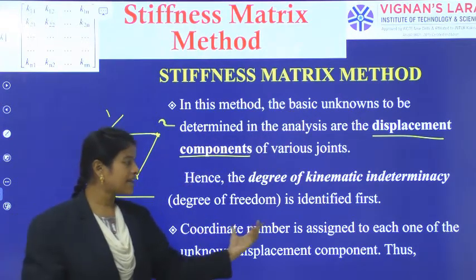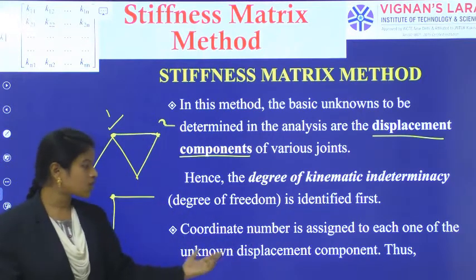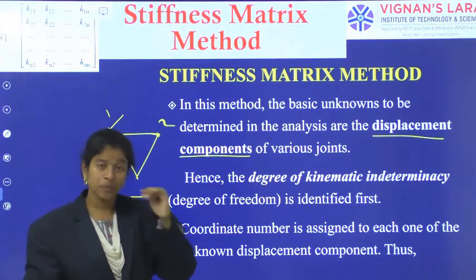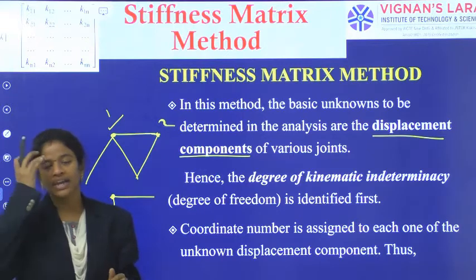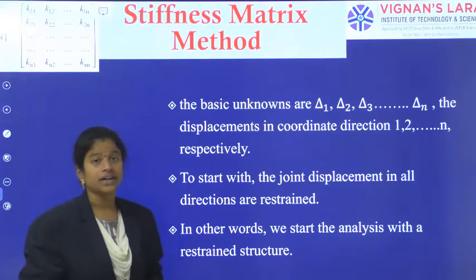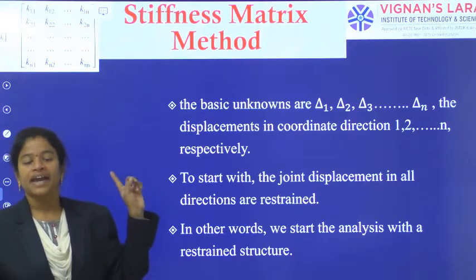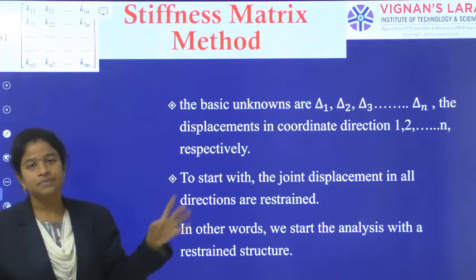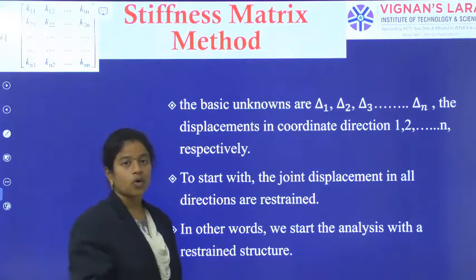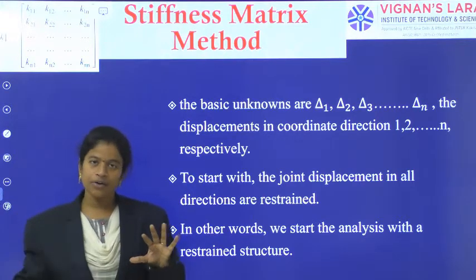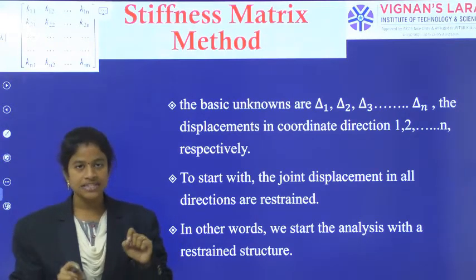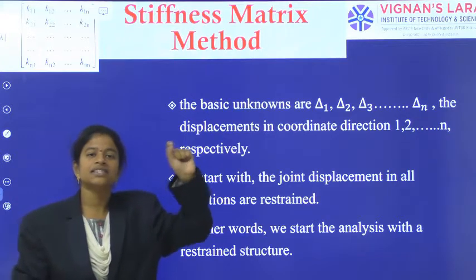Next, a coordinate number is assigned to each unknown displacement component, so that we can analyze one by one. These basic unknowns are delta 1, delta 2, delta 3. At each coordinate, some final displacement is possible: the final displacement at coordinate 1, the final displacement at coordinate 2. Even though the forces are applied all over the structure, involving all the loads' influence, finally at coordinate 1, what is the final displacement?